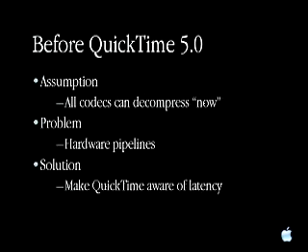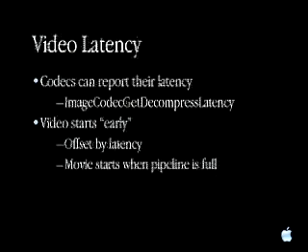So the solution was to make QuickTime aware of this latency. And the way you are reporting this latency is by using a new API that we have put on the codec side, which is called ImageCodecGetDecompressedLatency. So basically your codec reports its internal pipeline duration and makes QuickTime aware that it's going to take a long time to start decompressing the first frame. The next ones, which are coming after that, will be fine.